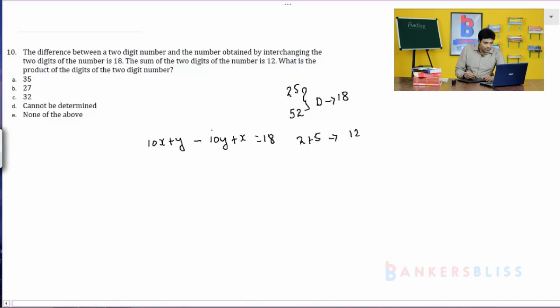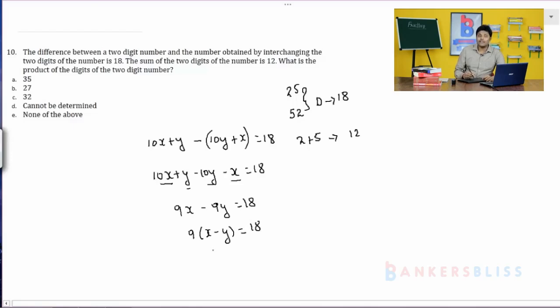So, see here, after subtraction you are going to get 18, meaning 10x plus y minus 10y minus x is equal to 18. Next, 10x minus x, which is 9x. Next, minus 10y plus y, which is minus 9y, which is equal to 18. Therefore, you can take 9 as common. 9 times x minus y is equal to 18. Therefore, x minus y is equal to 18 by 9, which is equal to 2.